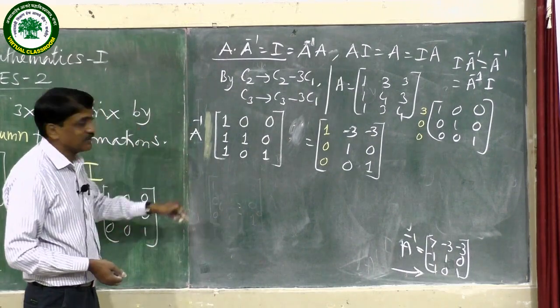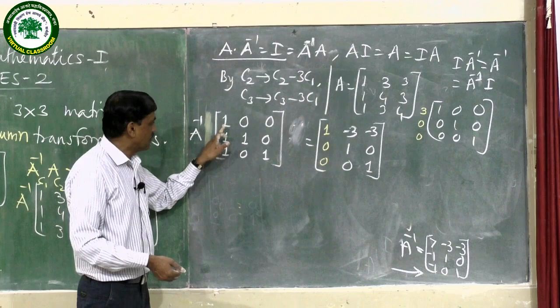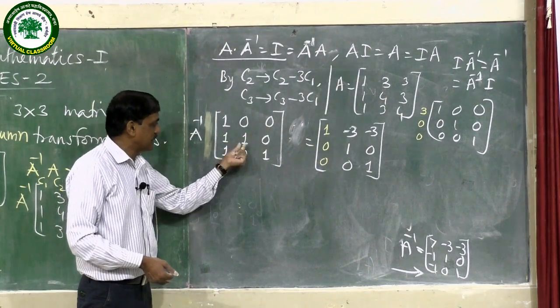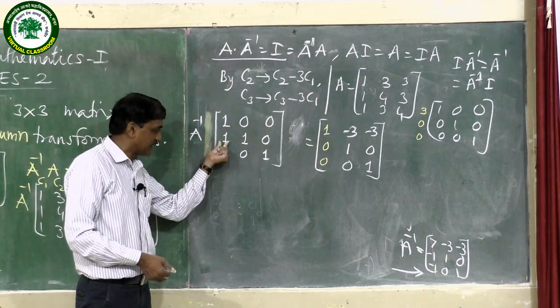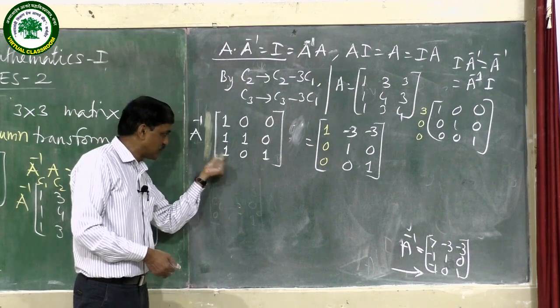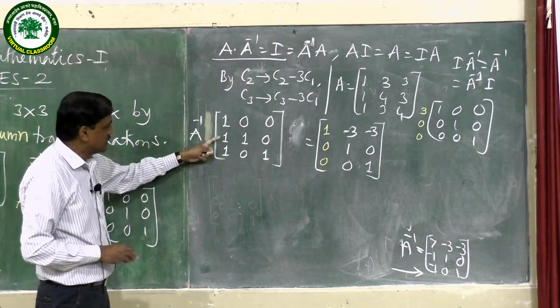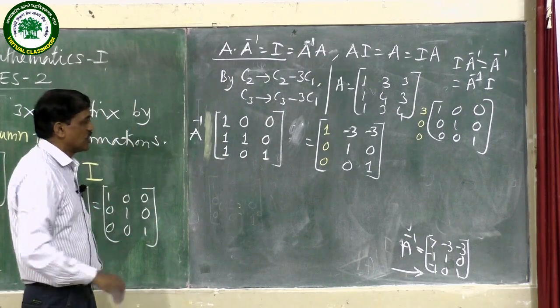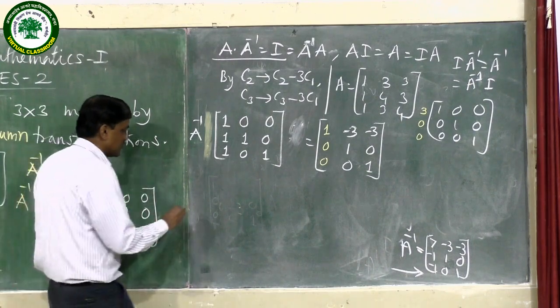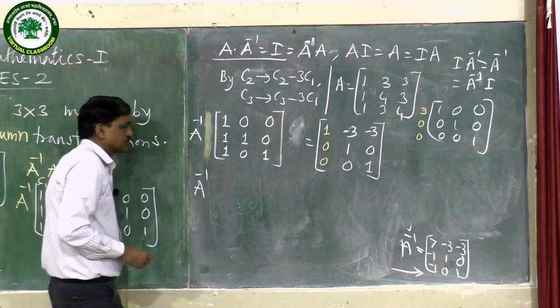See, what is our method while performing column transformations? Make this 1, this 2, 0. This one is remaining. So, convert these two ones into zeros using column transformation like this. So, A inverse is as it is.